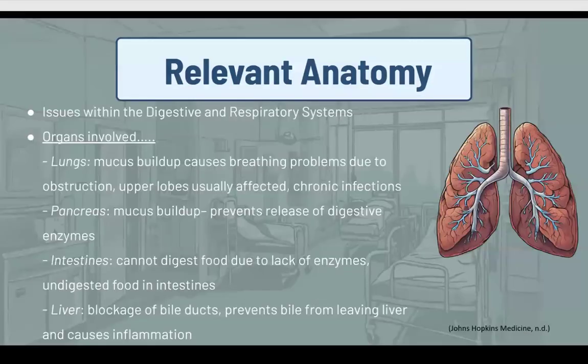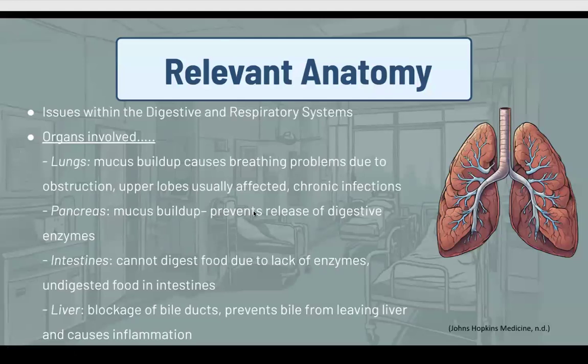Some relevant anatomy with cystic fibrosis is a lot of issues with the digestive and respiratory systems. So within the lungs, the mucus buildup causes breathing problems due to obstruction. The upper lobes of the lungs are usually affected, and this could also lead to more incidents of chronic infections such as pneumonia.